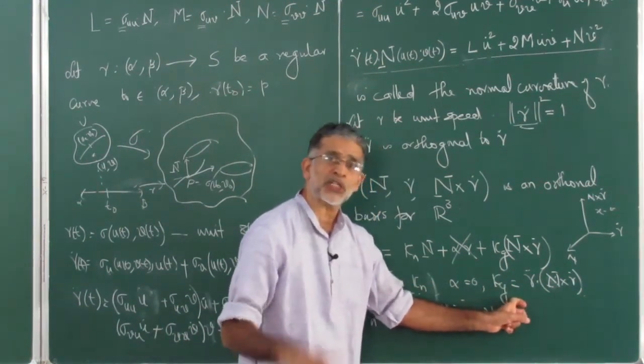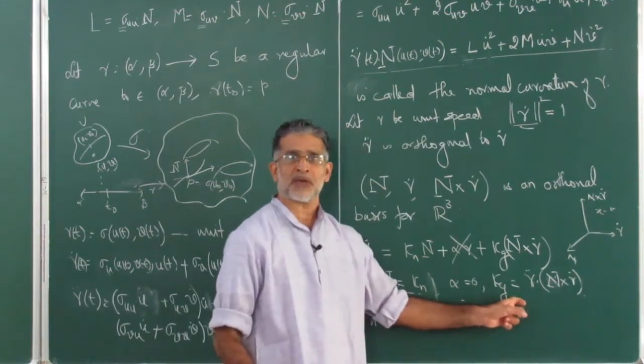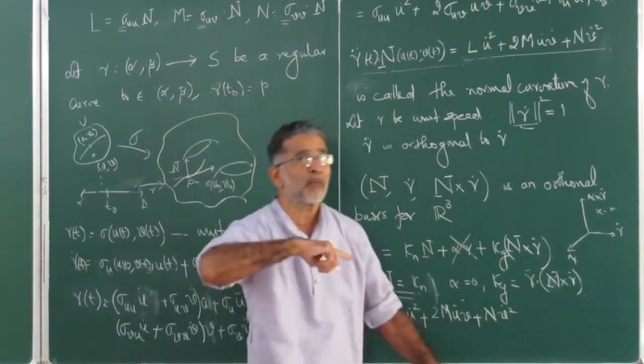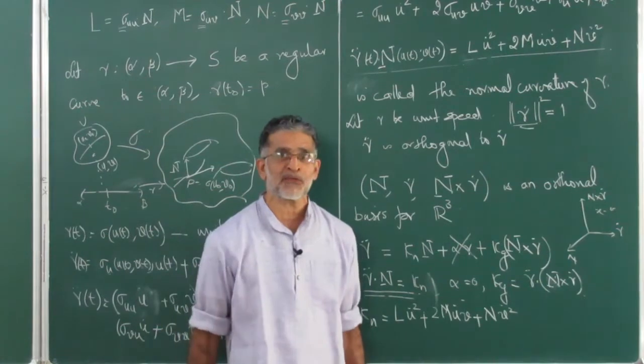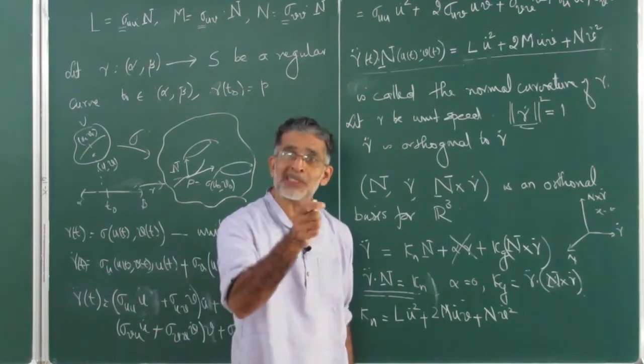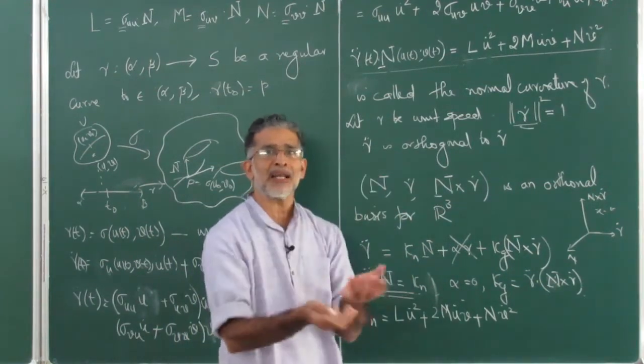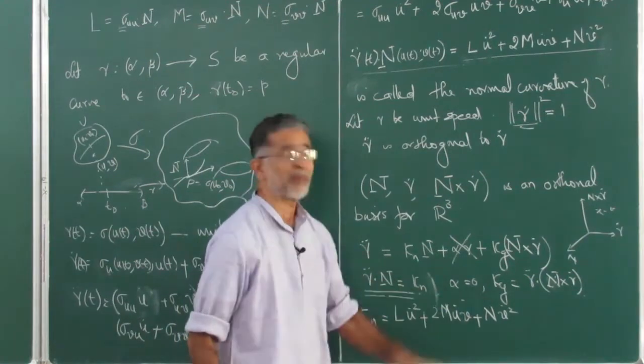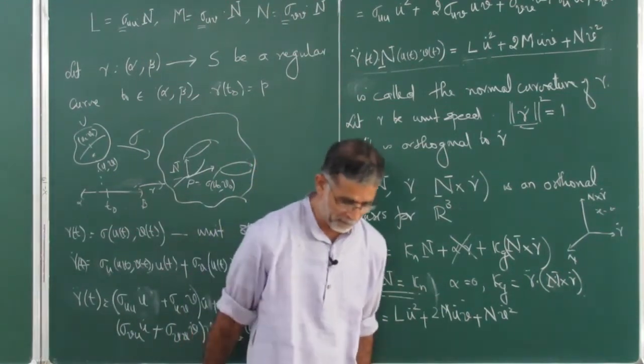If Kg is positive, you are moving in the left direction on the surface. If Kg is negative, you are moving towards the right direction on the surface. If Kg is 0, you are now straight. This is the general geometry, indication of these two numbers. Okay.